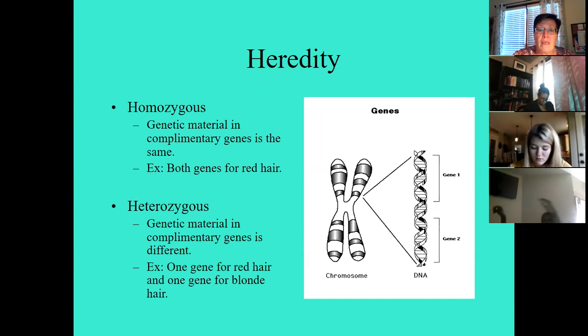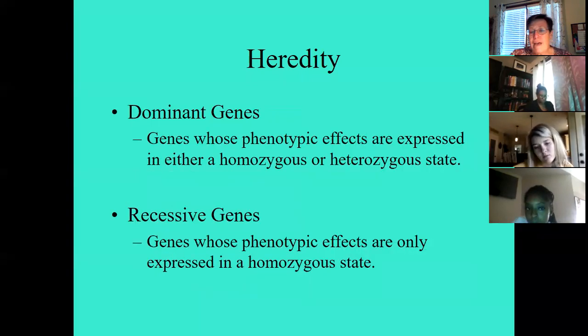So that being said, if the genes are the same, it makes sense that you're going to have either red hair or blue eyes or whatever. If the genetic material is the same, that's going to be the trait that's seen. But if they're different, if you have one gene for blue eyes and one gene for brown eyes, what color are your eyes going to be? Well, the answer is it depends. It depends on which genes are dominant and which genes are recessive.